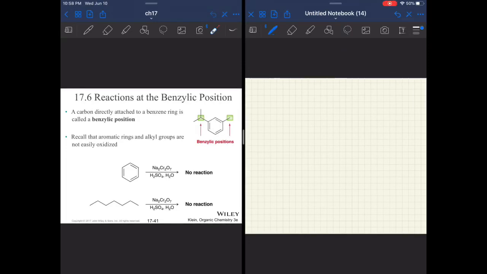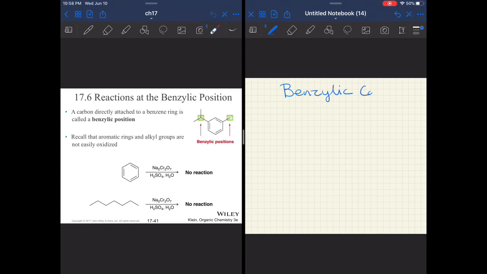All right. This is going to be the fourth and final part of chapter 17. Before we get into reactions of aromatic rings, that's chapter 18, we're going to look at a very specific type of reaction at the benzylic position.